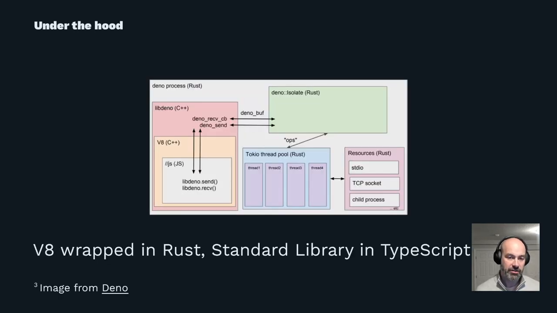Under the hood, you can see the setup is basically a small chunk of C++ code called libdeno that wraps V8. All of that is then contained within a Deno process written in Rust, and there's a Deno isolate which communicates with libdeno over a buffer to isolate it and protect it from memory issues and things like that. As well, all of the ops come in and out as messages to the Deno isolate using something called Tokio, which is a non-blocking I/O library, also written in Rust. And all of the system level drivers themselves, again, written in Rust.